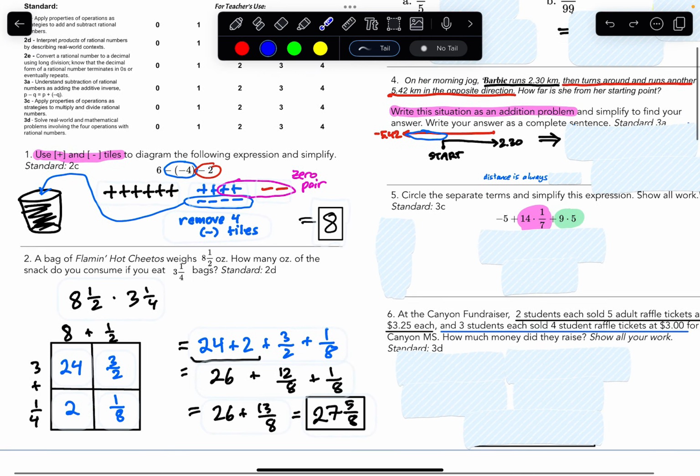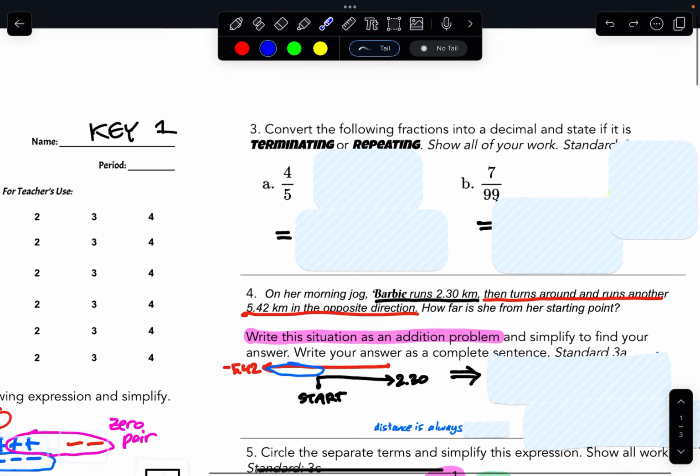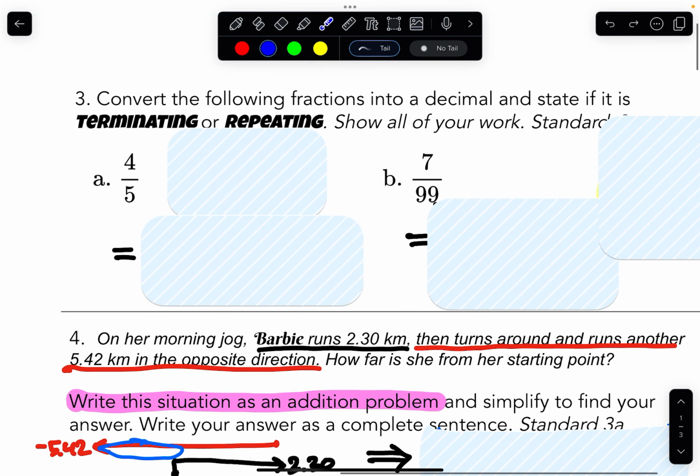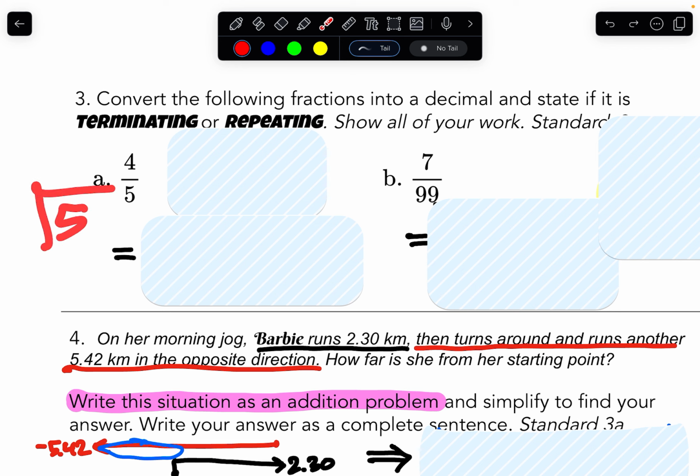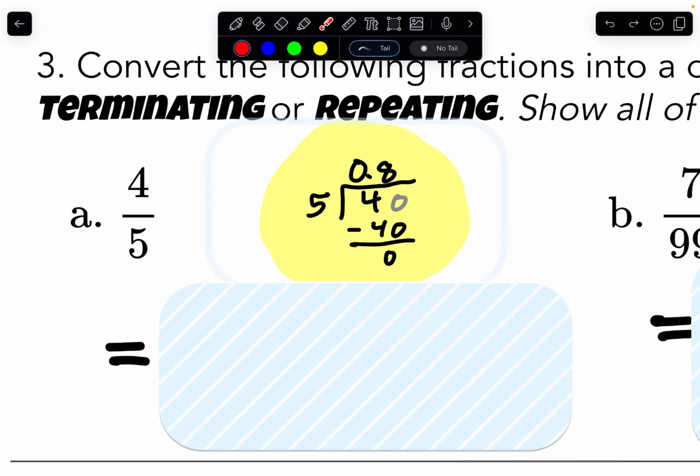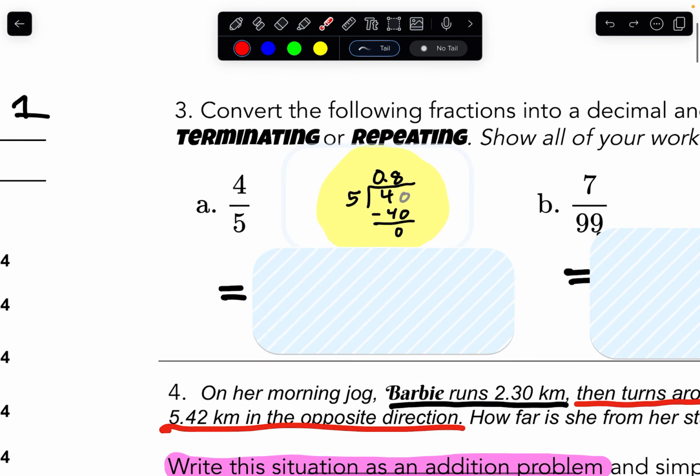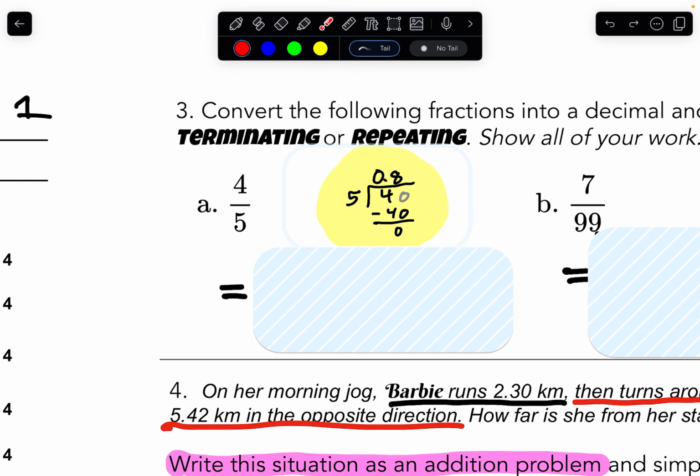Okay, we're going to move on to number 3. Number 3 says to convert the following fractions into decimal and state if it's terminating or repeating. So what you needed to do, I did see some students doing 5 divided by 4, and you were on the right track, but this is 4 divided by 5. So make sure that you have your division in the correct order.